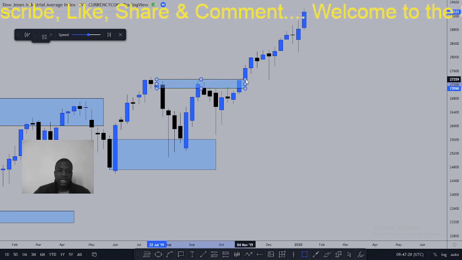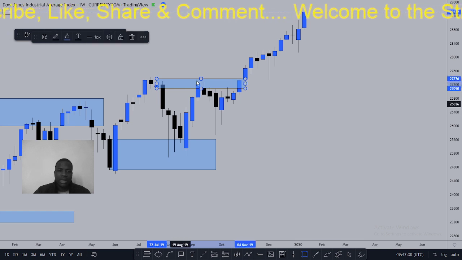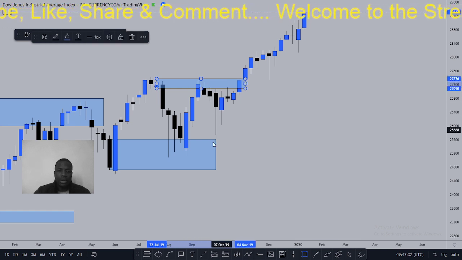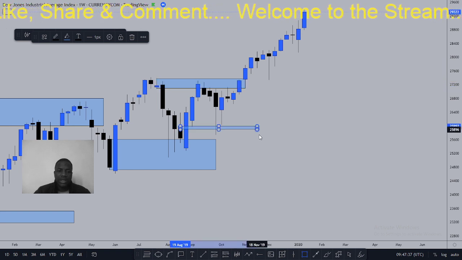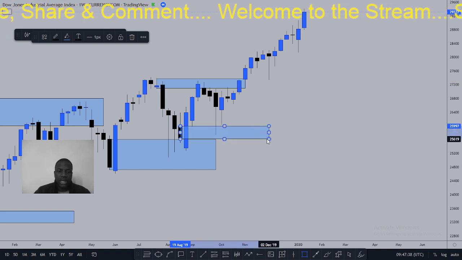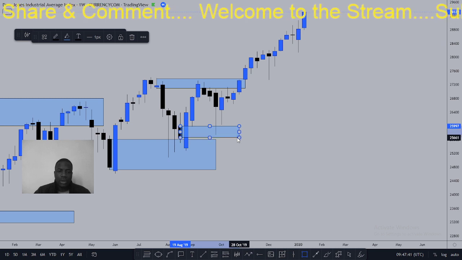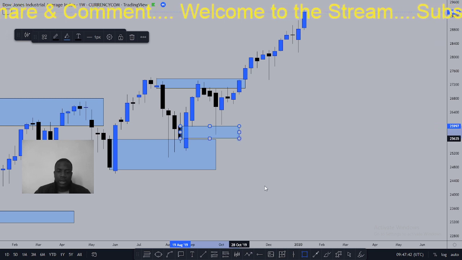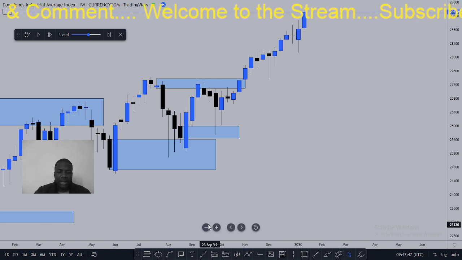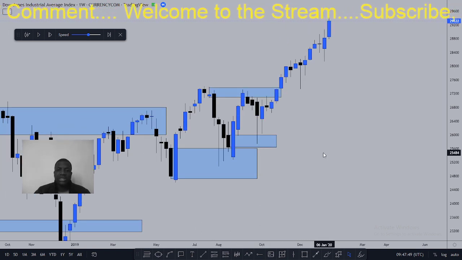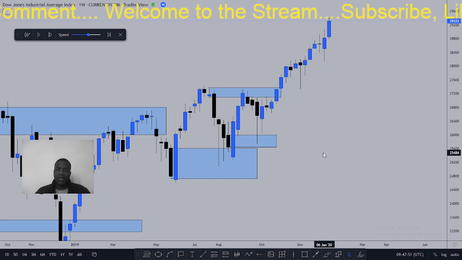If you check, as soon as it reached the supply zone, what happened? The market came all the way down, somewhere close to this other demand zone here. So the market can actually move in that way of supply and demand, and you can take your trades based on that concept of supply and demand.